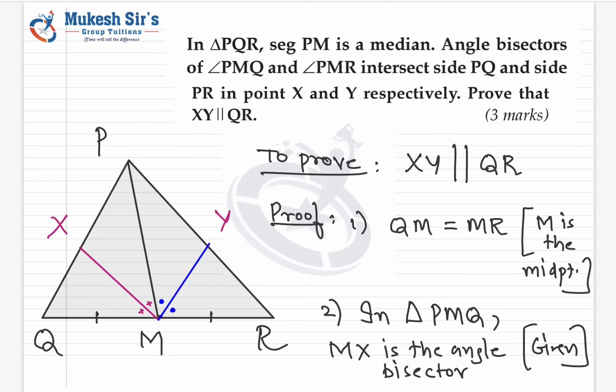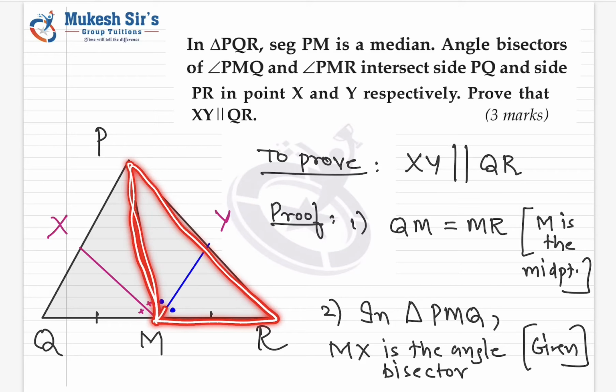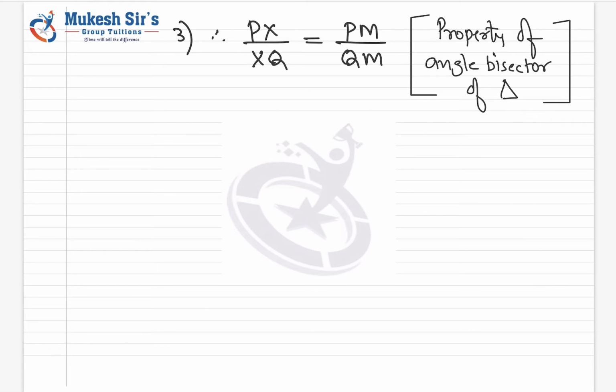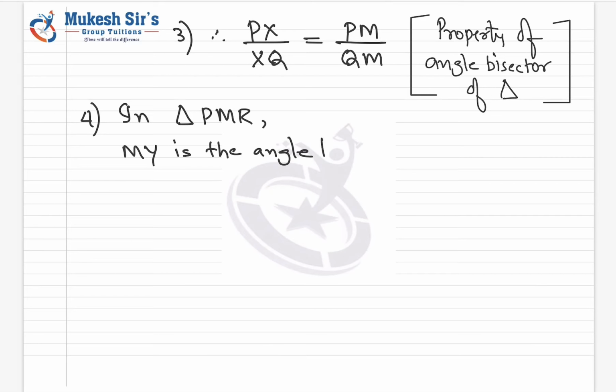Now to look at this blue bisector, we consider triangle PMR. So in triangle PMR, MY is the bisector. So you can use that bisector property in triangle PMR. So in triangle PMR, MY is the angle bisector. Given. So therefore we use the property of angle bisector.